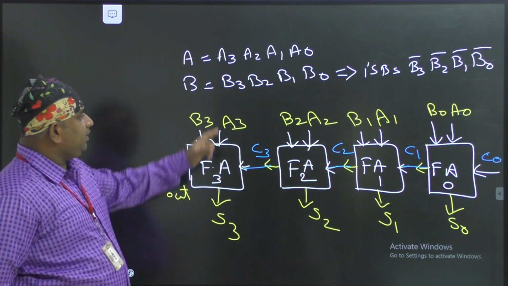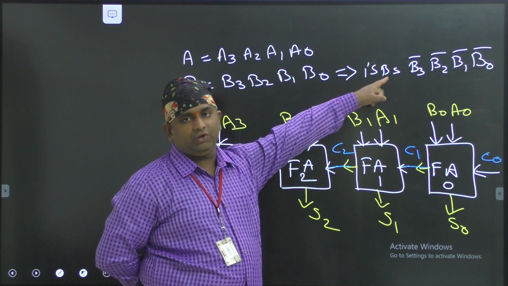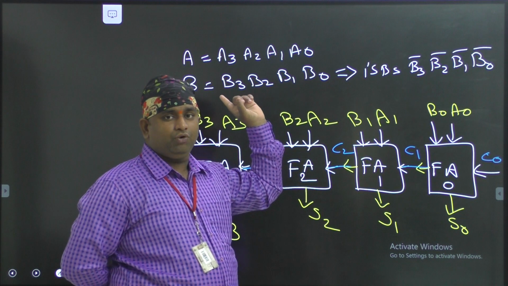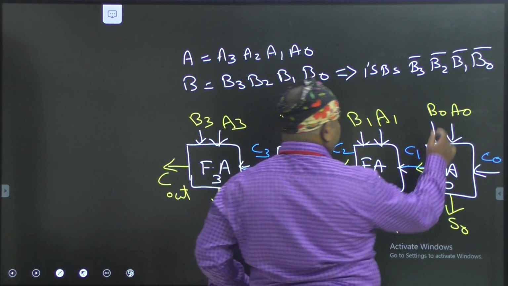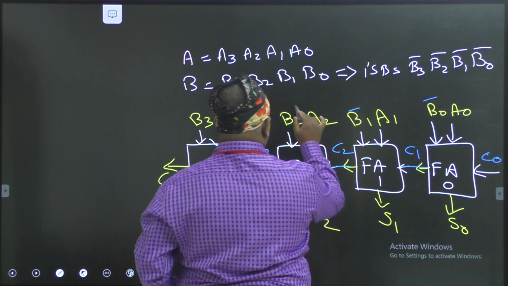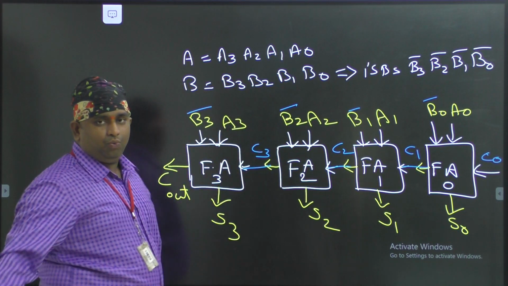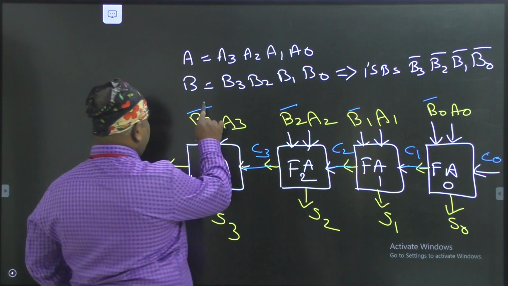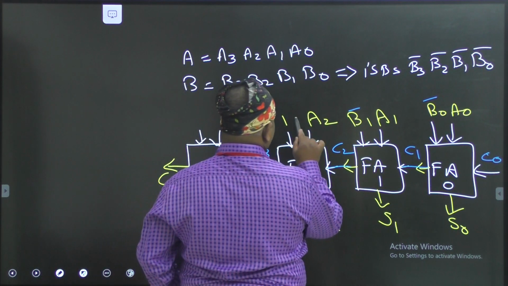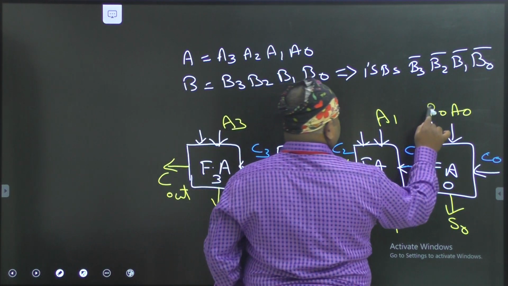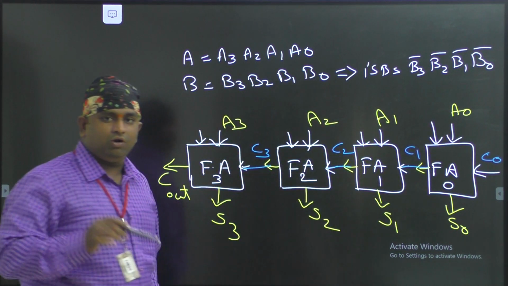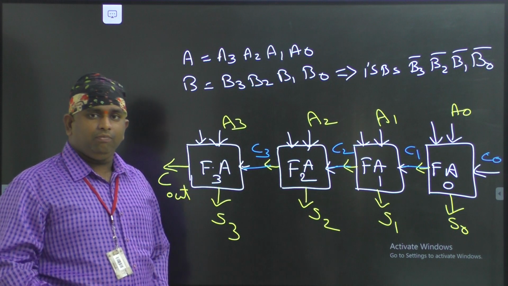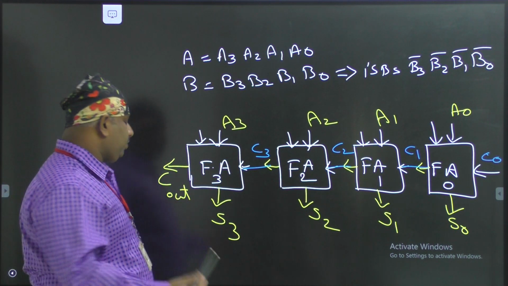But actually, which value do I have to give here? B0, B1, B2, B3 is the B value, but I have to give the 1's complement. I have to give B0 bar, B1 bar, B2 bar, B3 bar. My target is not giving B0, B1, B2, B3; my target is to give B0 bar, B1 bar, B2 bar, B3 bar.